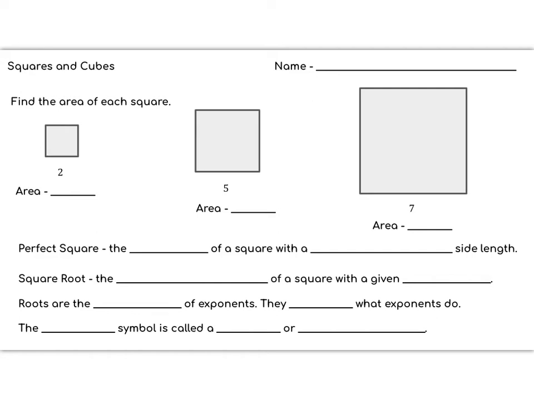Today we are going to look at numbers that we call squares and cubes. So we're going to start with finding the area of a square. These numbers are called what they are called because they have to do with squares.